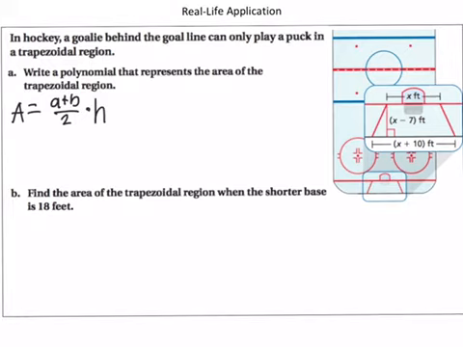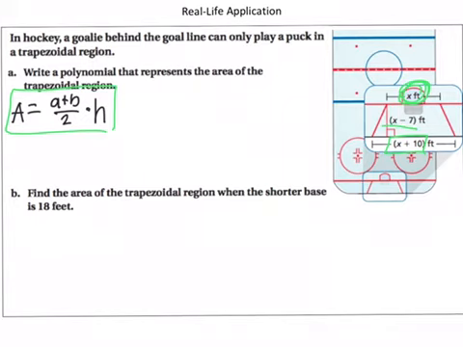Now we're going to use what we know to go ahead and answer a few real-life scenarios. So in this real-life application we have, in hockey, a goalie behind the goal line can only play a puck in a trapezoidal region. So we're given this trapezoidal region over here on the right, and it says write a polynomial that represents the area of the trapezoidal region. So I gave you guys the equation for the area of a trapezoid to help us out. So what we need to do is figure out what A and B are and the height. Well, A is the top side of our trapezoid, B is the bottom, and then H is the height right here. So we're just going to plug it all in.